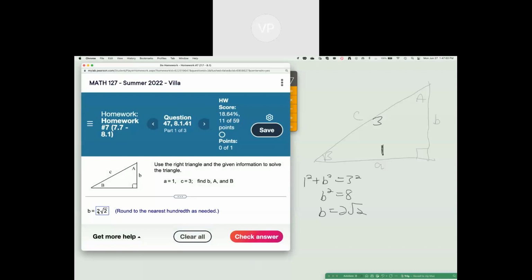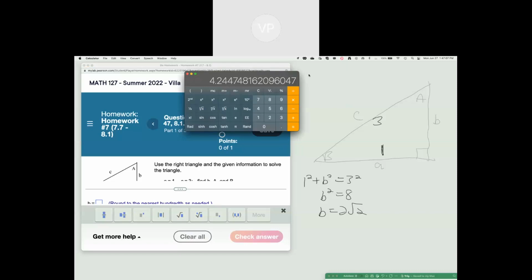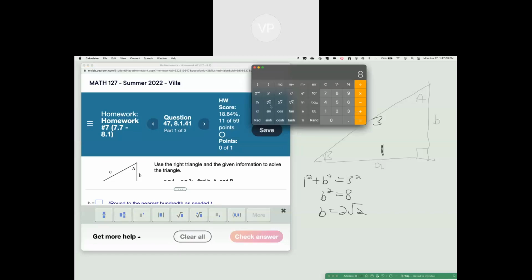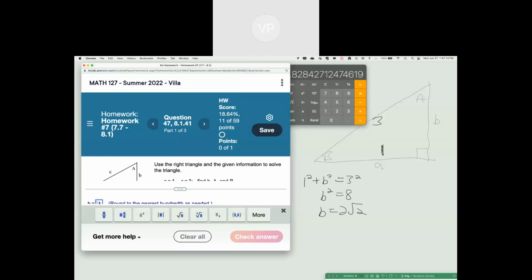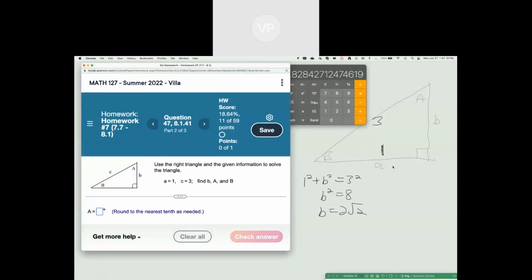Oh, they want us to go to the nearest hundredth. Trying to go fast, and this is my problem. They actually want the decimal here. So let me give that square root of 8. All right, and 2.83 is my nearest hundredth. Better? Yeah, there you go.